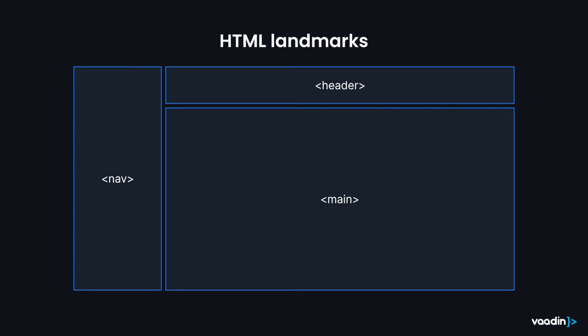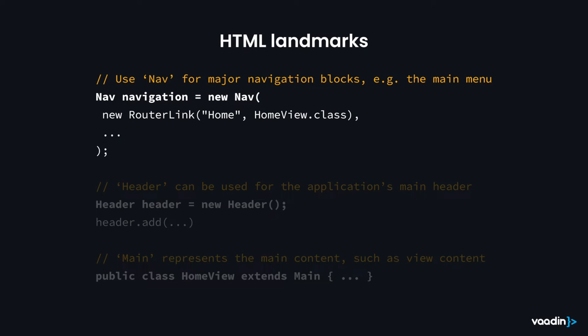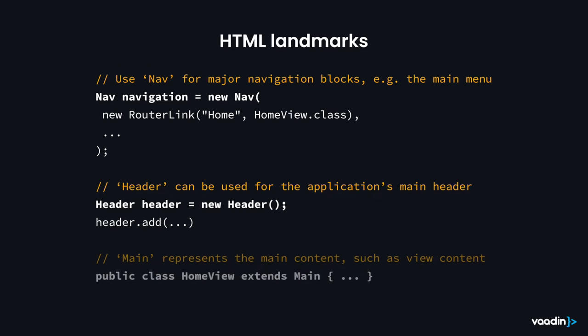We won't go through all the different landmarks in this video, but we'll briefly touch on some of the more important ones. The nav landmark, which is short for navigation, should be used for major navigation blocks in your application, such as the main menu, which should consist of a list of links. The header landmark can be used for the application's main header, commonly housing a logo, title, search bar, etc. And lastly, we have the main element, which represents the main content of the page. The important thing to note here is that each page should have exactly one main landmark.